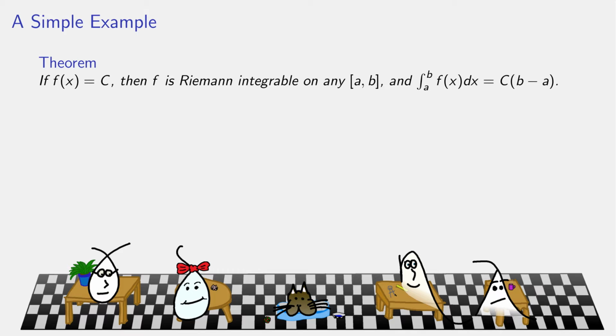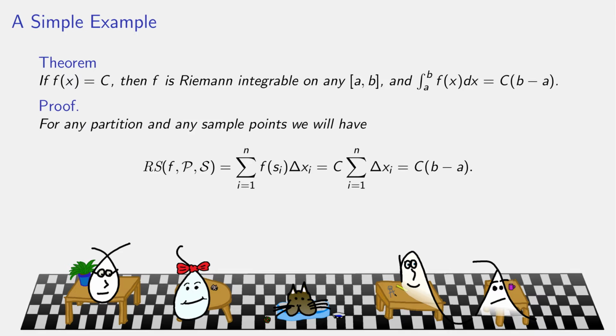So here's an example, okay? A constant function is Riemann integrable, and the value of the integral is given by the constant times the length of the interval. Notice this is exactly the same value as the Darboux integral, okay? But we're using a different definition, so we've really got to do this.